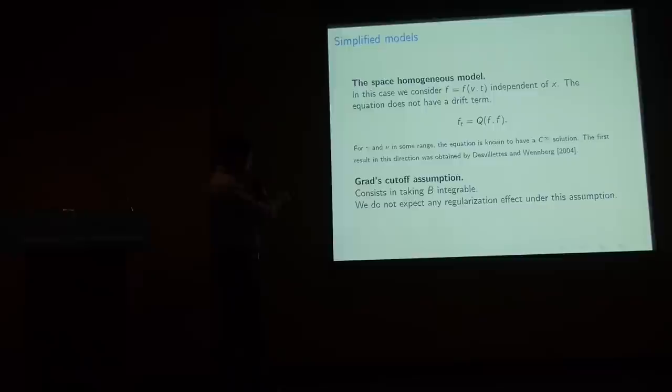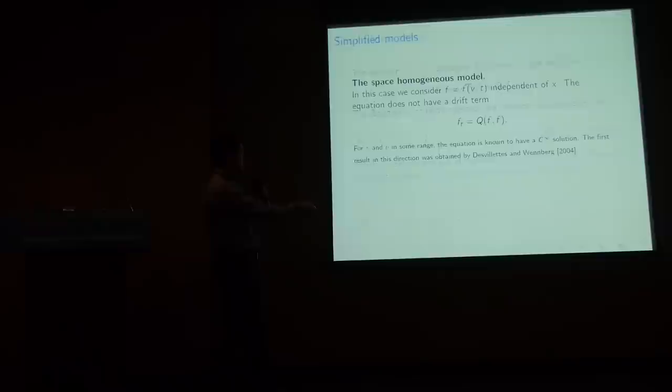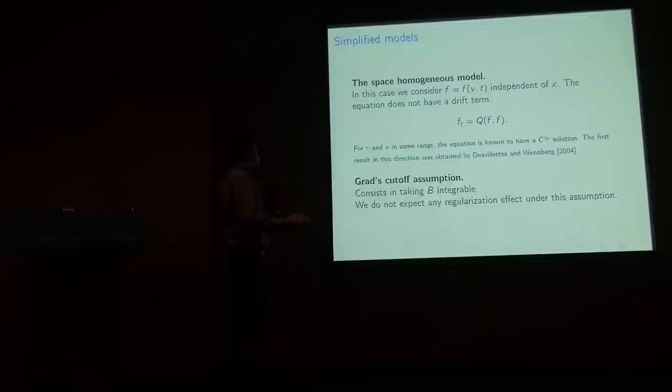Another common assumption is to take the grad cutoff assumption, that is, to take the cross section to be integrable. Here I said before that the typical cross sections are like this, that are non-integrable with respect to theta. This is an assumption that departs from the physical models, but in some way it makes the analysis easier. However, it makes the regularization impossible. If you make this assumption, the Boltzmann equation is never going to regularize the initial data, so it's not an assumption I would be interested in making. So I certainly don't want to make this assumption, but this assumption helps me very much to study the model.